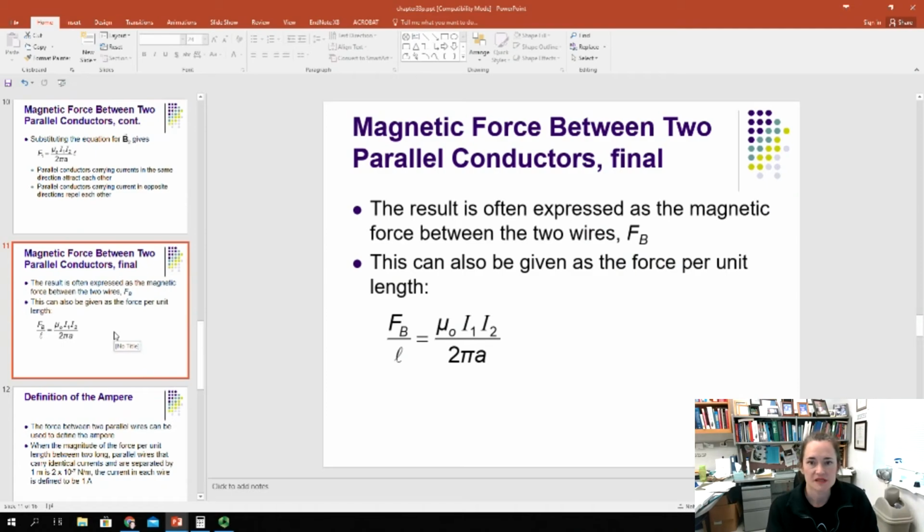You can sometimes express this as a force per unit length on parallel wires. So if you do that, then you just divide out by that L, and you have F over L equals mu naught times I1 I2 over 2 pi A, where A, yet again, is the distance in between those conductors. If you've forgotten, mu naught is the permeability of free space, which is 4 pi times 10 to the minus 7 teslas meters per amp. So that's just one of those constants of the universe, okay?